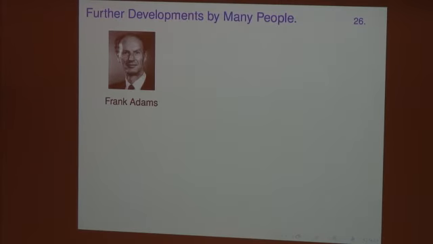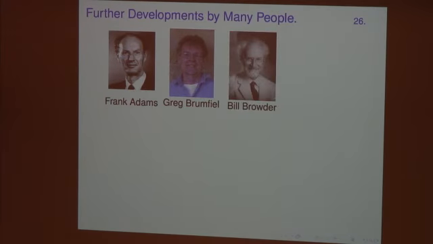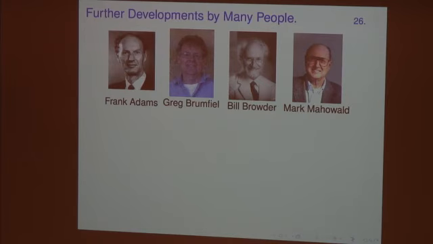Frank Adams made very important contributions very early on. Greg Brumfiel showed that many of the group extensions which we'd described were always split, so they just had a direct sum. Bill Browder made the beginnings of an analysis of what's called the Kervaire invariant problem, understanding a certain homomorphism from homotopy groups of spheres to the integers mod 2, which is tied up with these exotic spheres. And Mark Mahowald carried computations much further.